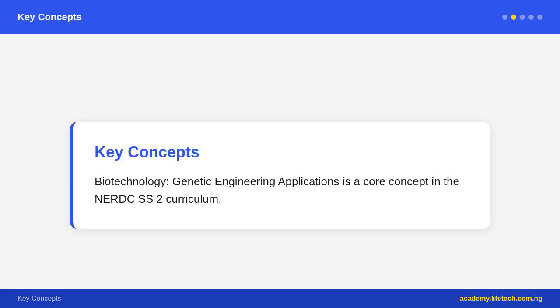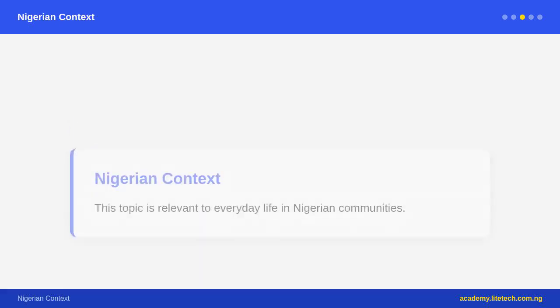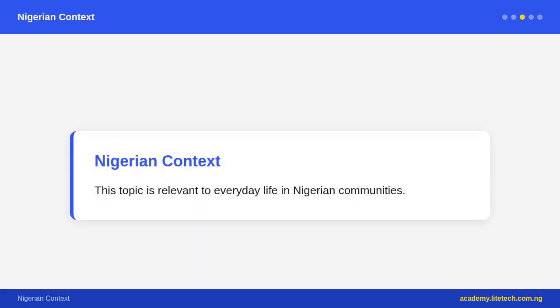Erythropoietin, EPO. Recombinant EPO stimulates red blood cell production, used to treat anemia in kidney patients and cancer chemotherapy patients, also abused in endurance sports as a doping agent. Monoclonal antibodies, identical antibodies produced from a single B-cell clone, used in cancer treatment, trastuzumab for HER2+ breast cancer, autoimmune disease, infliximab for rheumatoid arthritis, and diagnostics. Pregnancy test strips use monoclonal antibodies against HCG.